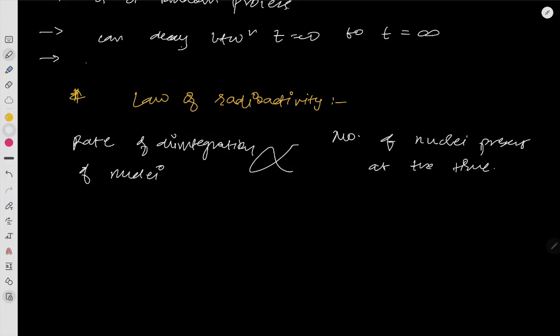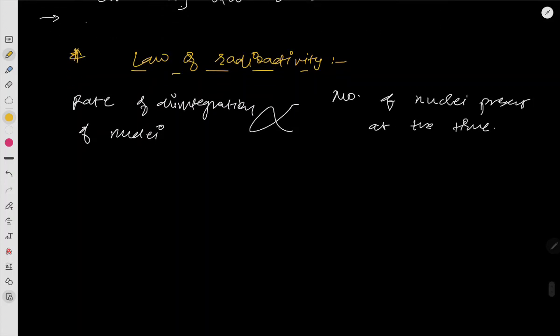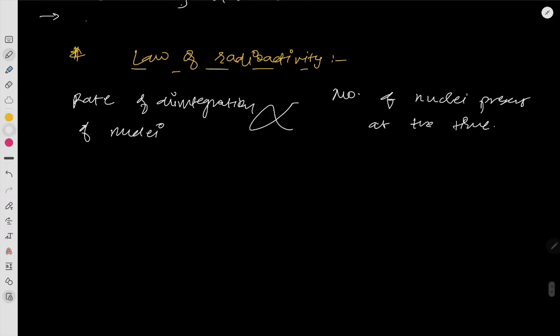And this law is made by experiment, discovered by experimentation. They tried for various elements, various atoms, and then they discovered it. So we can write minus dN by dt is directly proportional to N. Why is there a minus? Because there is a loss of nuclei.